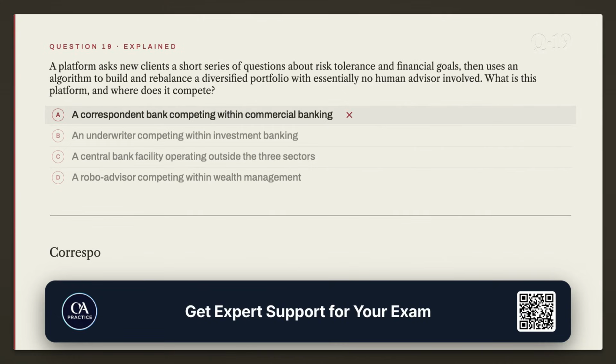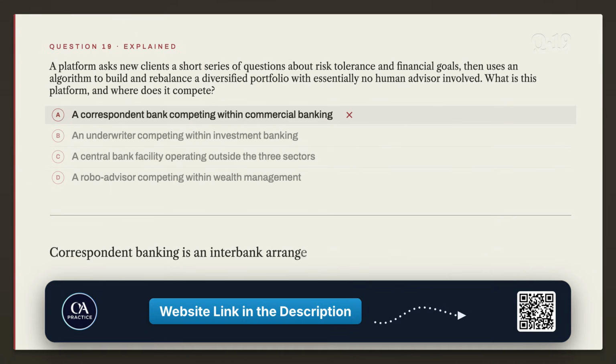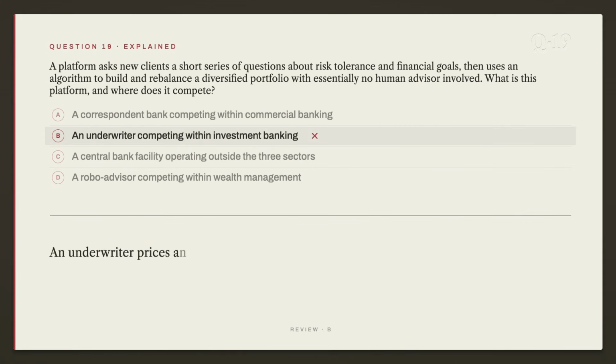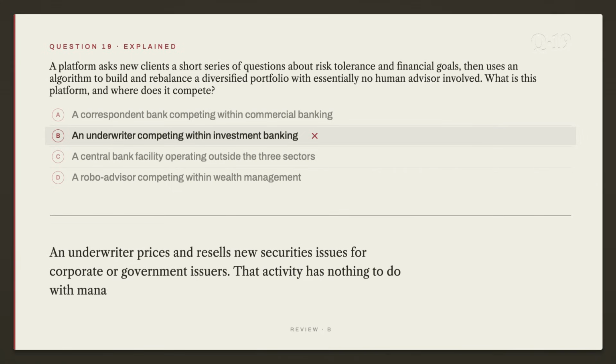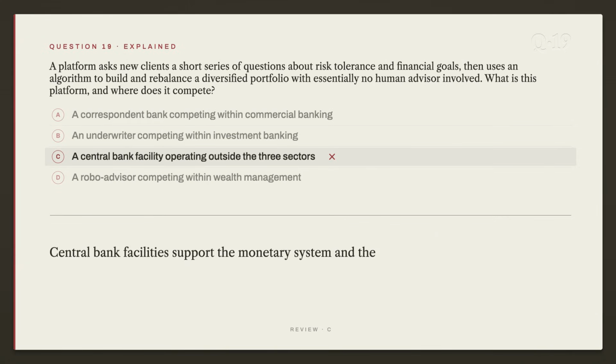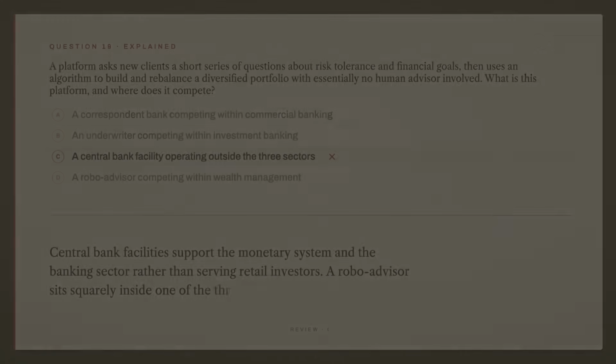A is wrong because correspondent banking is an interbank arrangement for operating where one bank has no presence. It plays no role in constructing portfolios for individuals. B is wrong because an underwriter prices and resells new securities issues for corporate or government issuers. That activity has nothing to do with managing an individual's portfolio. C is wrong because central bank facilities support the monetary system and the banking sector rather than serving retail investors. A robo-advisor sits squarely inside one of the three sectors.